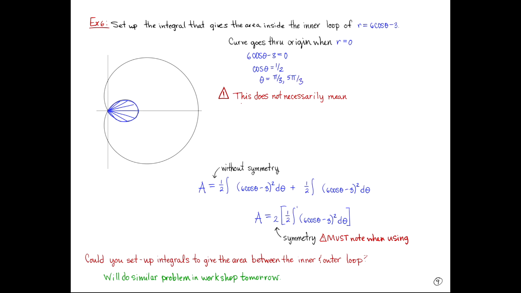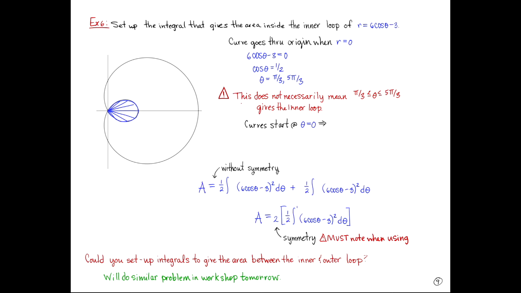Just because we've found 2 theta values where our curve goes through the origin does not necessarily mean that pi over 3 less than or equal to theta less than or equal to 5 pi over 3 gives the inner loop. It could give the inner loop, but it's also possible that when theta is between pi over 3 and 5 pi over 3, it gives the outer loop instead. A quick way to check this is to look where our curve starts. Curves always start at theta equal to 0.